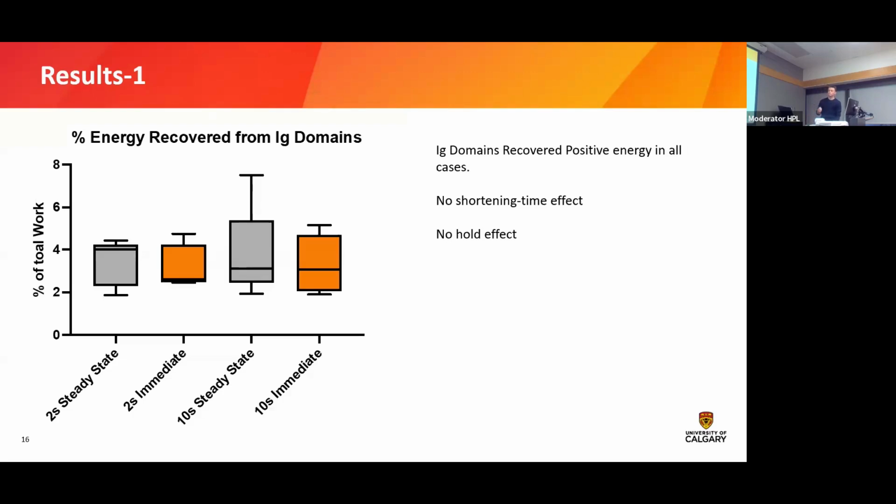So I don't know, but the probable reason is that these speeds are all slow enough that the immunoglobulin domain refolding happens fast enough that the speed of shortening is not the limiting factor. So if I was then to go down to like 0.5 seconds, 0.1 second, then I would see less energy recovered by immunoglobulin domains.